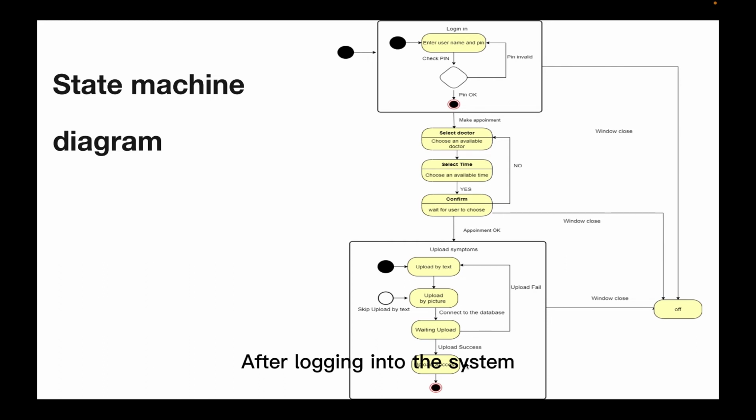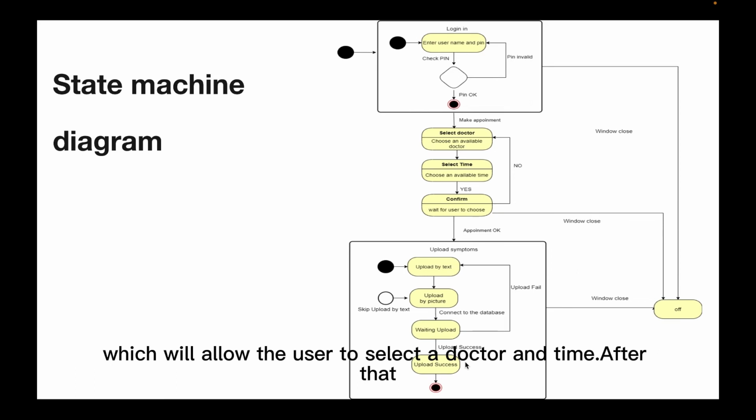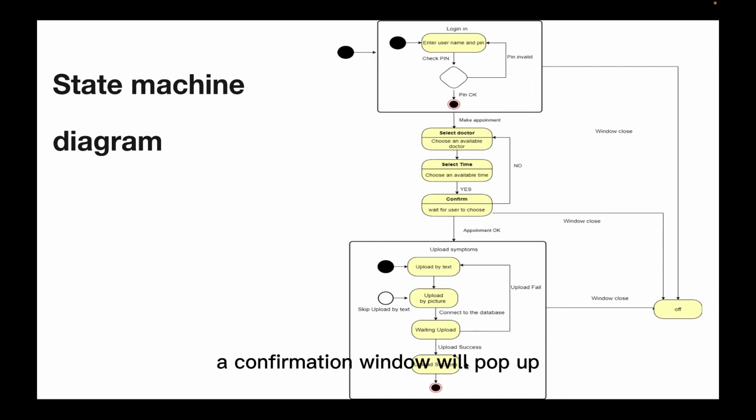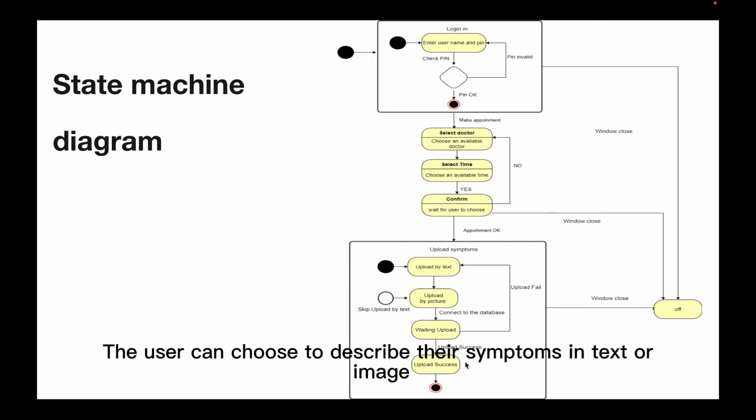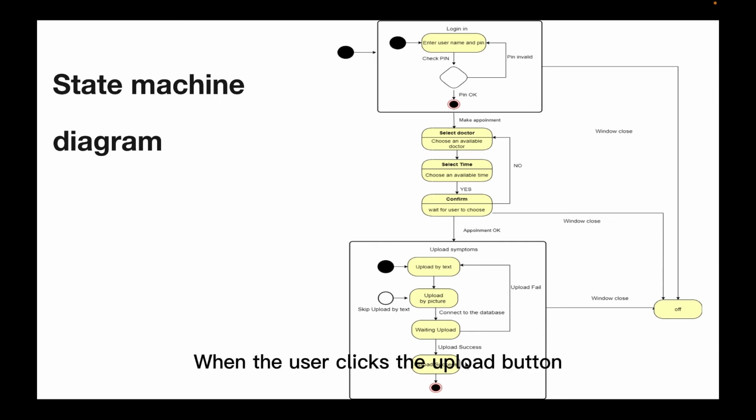If the password is incorrect, the system will prompt the user to fill it in again. After logging into the system, the user will enter the Make Appointment module, which will allow the user to select a doctor and time. After that, a confirmation window will pop up. If the user selects No, the user will go back to the selection page. When the appointment is successful, the user will enter the Upload Symptom module. The user can choose to describe their symptom in text or image. When the user clicks the Upload button, the information will be uploaded to the database. If the upload fails, the system will tell the user the reason.